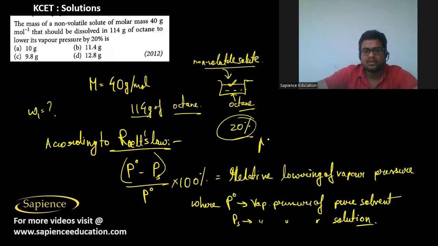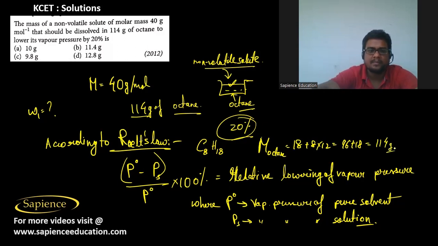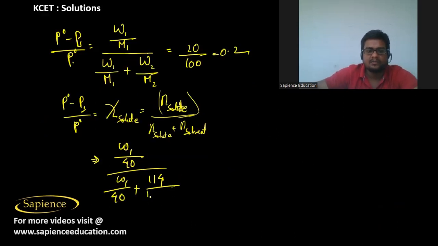Now the molar mass of octane, as we know, is C8H18. So it will be 18 plus 8 into 12. 8 12s are 96 plus 18, so that will be equal to 114 gram per mole. So therefore 114 by 114, so that should be equal to 0.2, that is told.